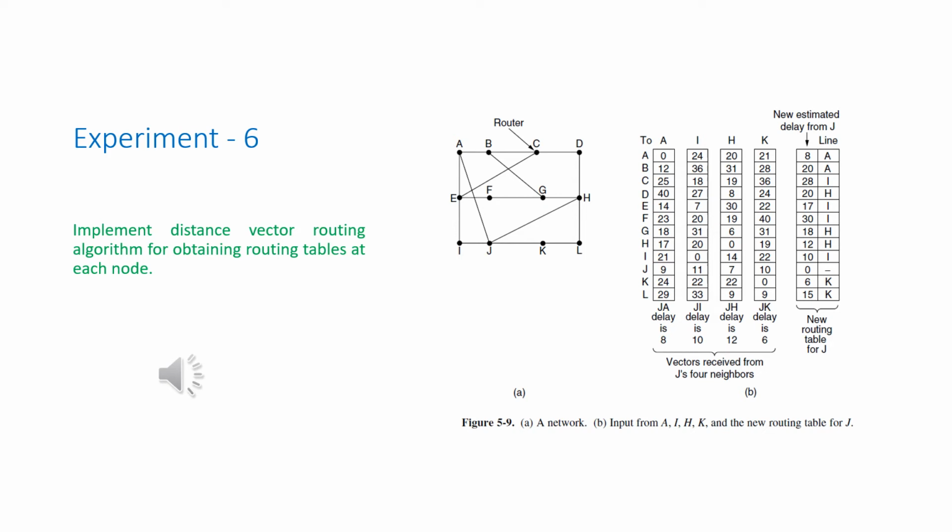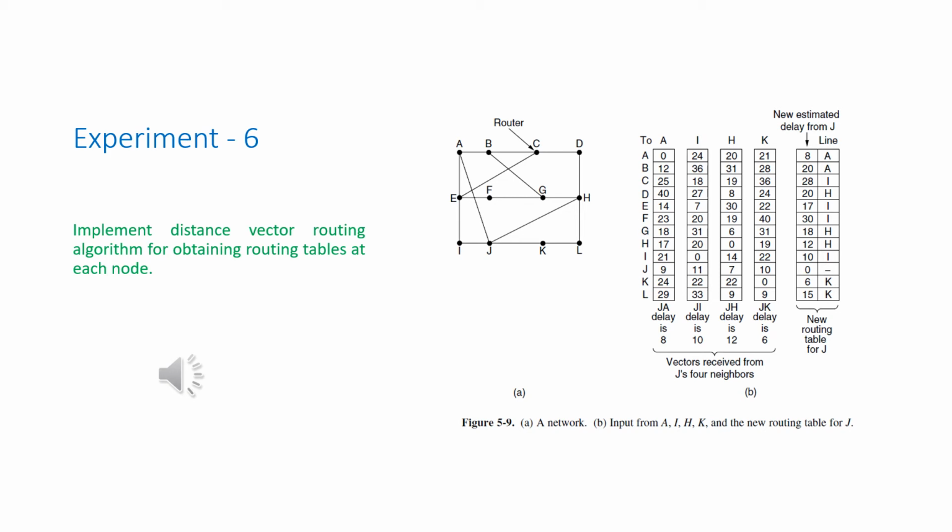Among all these four, which is the least one? 8 is the least one. So it takes this path. The shortest path from J to A is 8 milliseconds, and I have to select the node, router A. Is this clear?